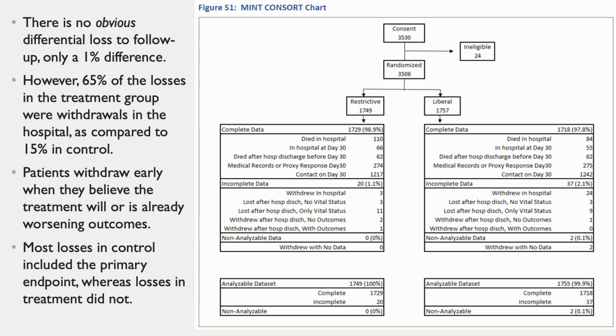65% of the losses in the treatment group were withdrawals in the hospital, as compared to only 15% in the control group. And because patients will withdraw early when they believe that the treatment will or is already causing worse outcomes, this difference between the two groups does create the possibility for selection bias.